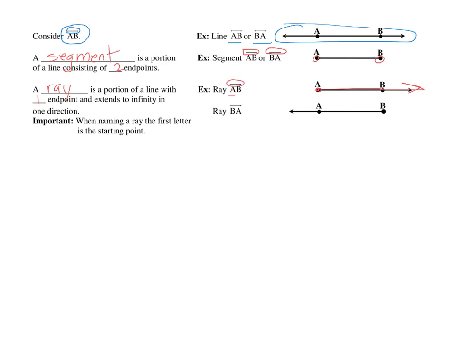All right, here we have a ray where it starts at B, goes through A, and it keeps going to the left here. Since it starts at B, we start with B, and then here's the ray symbol above once again. Now, important, when naming a ray, the first letter is the starting point. Don't forget that.